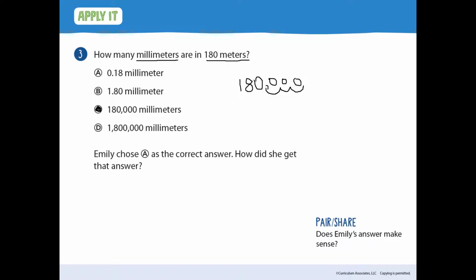Now the second part of this question says Emily chose A as the correct answer. How did she get that answer? So how can you go from 180 to 180 thousandths? So it looks to me like Emily divided by 1,000 instead of multiplying by 1,000.